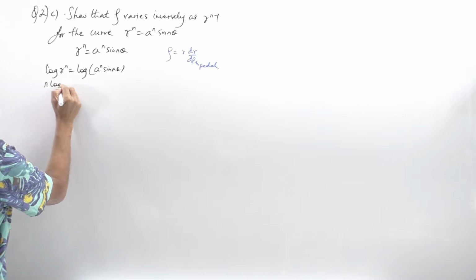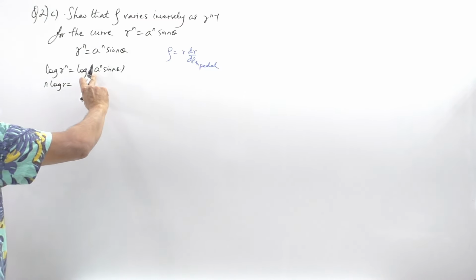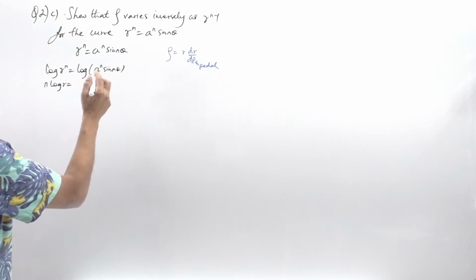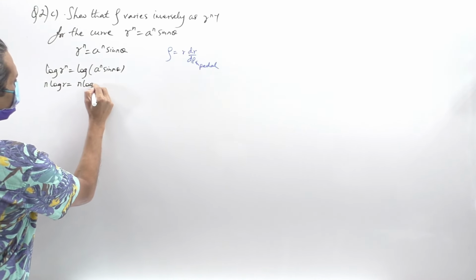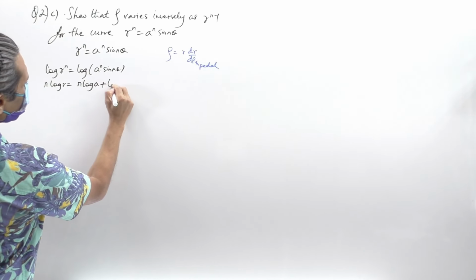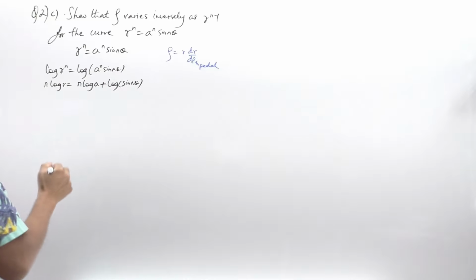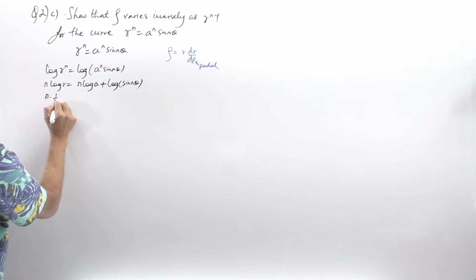Again, n log r is equal to, see, log of a^n into sin n theta is log a plus log b, since log of a into b is log a plus log b. So log a^n is n log a, because log a^k is k log a, plus log of sin n theta. Now you can differentiate this, so we get n into 1 by r dr by d theta.